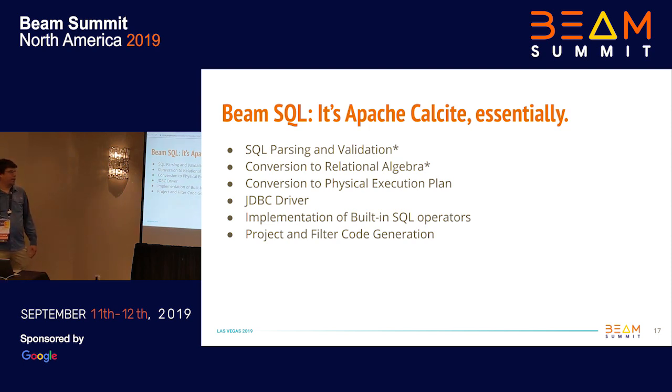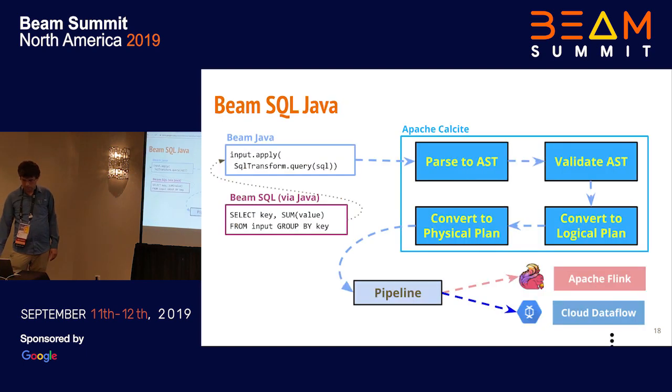And it provides a whole bunch of built-in SQL operators and a code generator that actually provides the Java implementation under those operators. So, to give you a block diagram of what this looks like, you write some SQL in Java. You can feed it into our SQL transform, which is just a transform that you can stick in any Beam pipeline. It calls into Calcite, which parses, validates, converts to a logical plan, converts to a physical plan, and spits out a pipeline. And so most of the heavy lifting happens in Calcite.